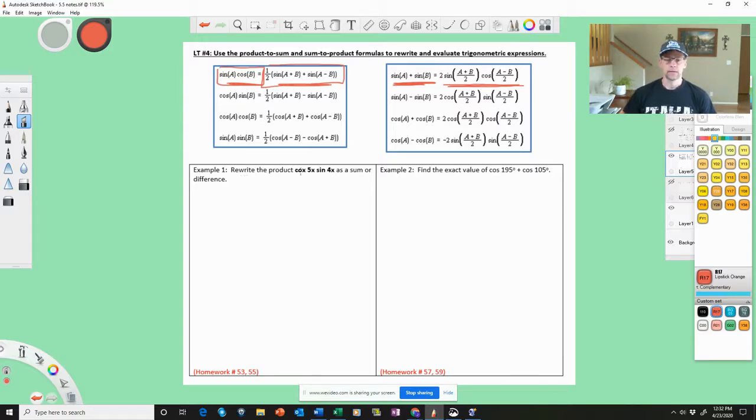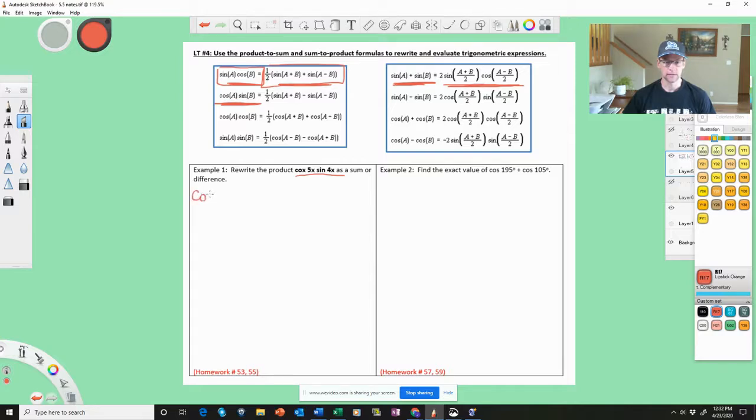Example: rewrite this product as a sum or difference. All right, so let's see. I have a cosine here. It's a cosine of 5x times a sine of 4x. So this is a product, and let's take a look at which one of these I should use. So I have a cosine first and a sine second. So it's going to be this one right here. So let's go ahead and use that.